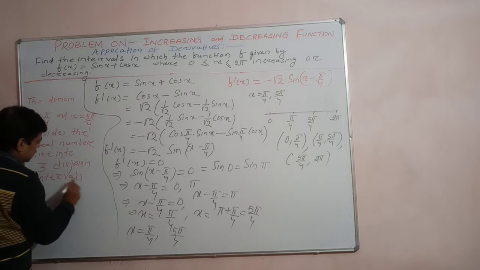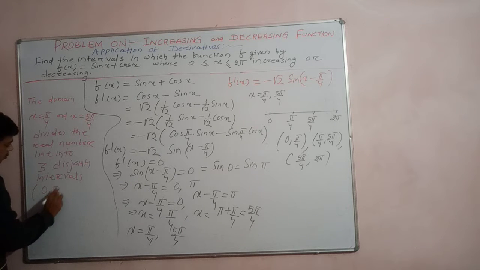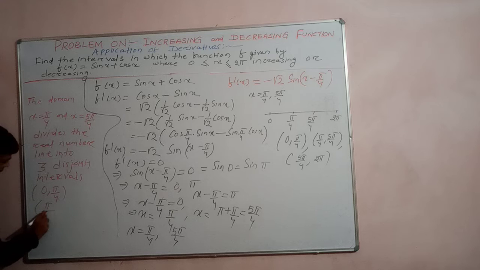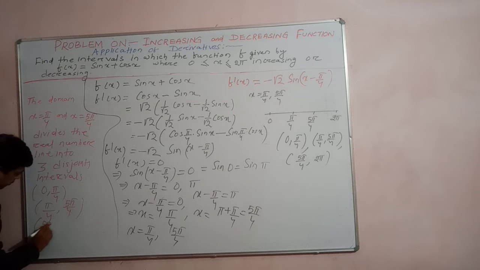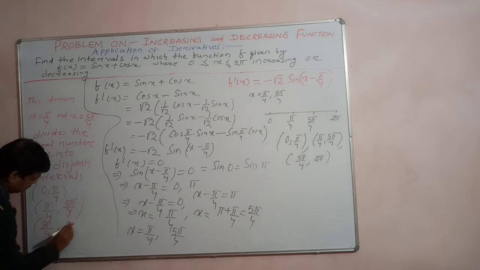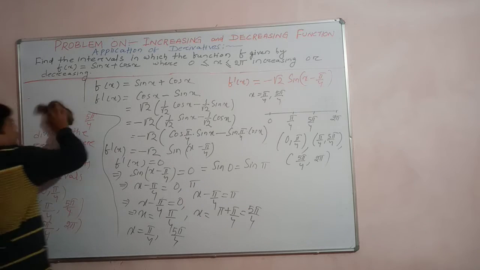Which intervals? One interval is 0 to pi by 4, the second interval is pi by 4 to 5 pi by 4, and the third interval is 5 pi by 4 to 2 pi. Is it clear? Let's see in which interval the function is increasing or decreasing. Let's note down and proceed.